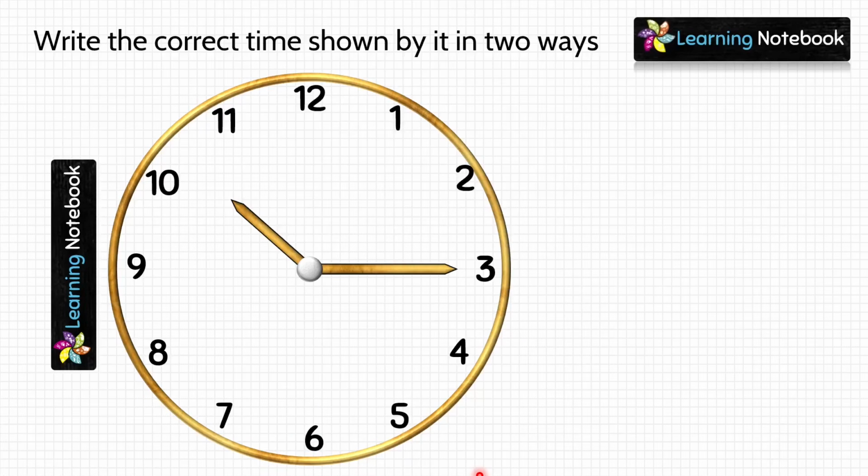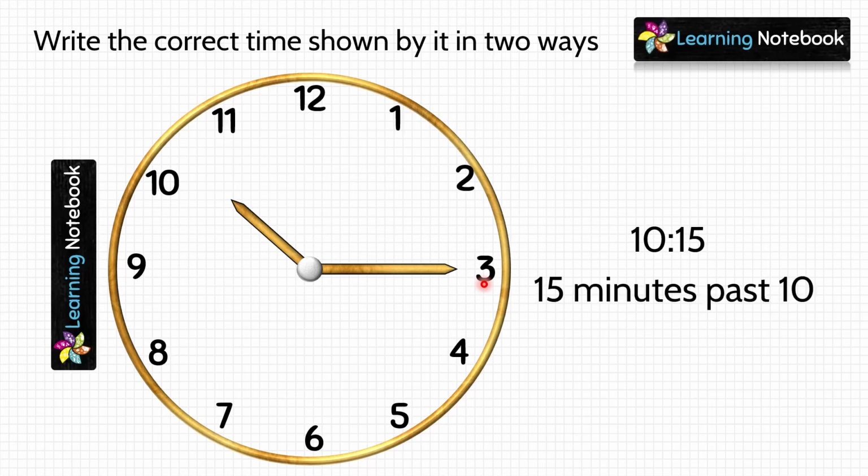Now students, take a look at this clock. Here the hour hand is between 10 and 11. So the hour is 10 and where is the minute hand? It is at 3. So 15 minutes have passed. So we read this time as 10:15 or 15 minutes past 10. Another way to read this time is 10:15.